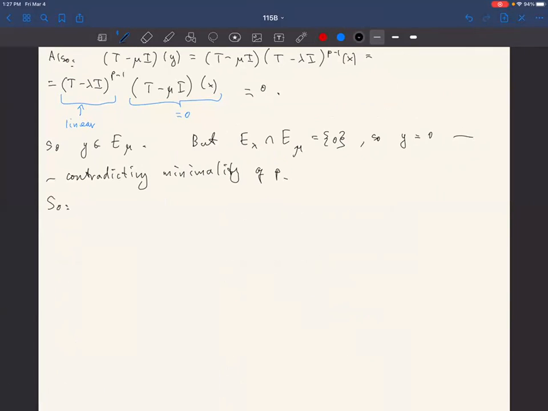So x is equal to 0, and x was an arbitrary vector in the null space of the restriction of the operator, right? So this means we have demonstrated that T minus mu I restricted to K lambda is one-to-one, or injective.